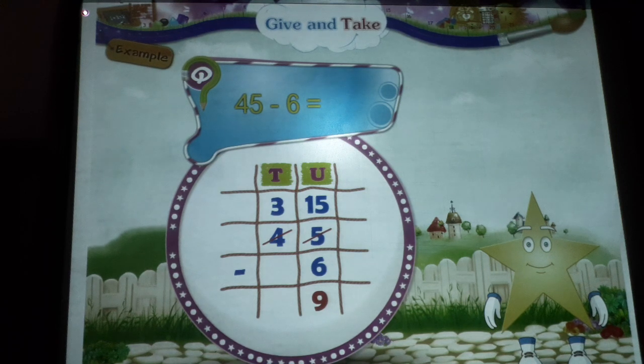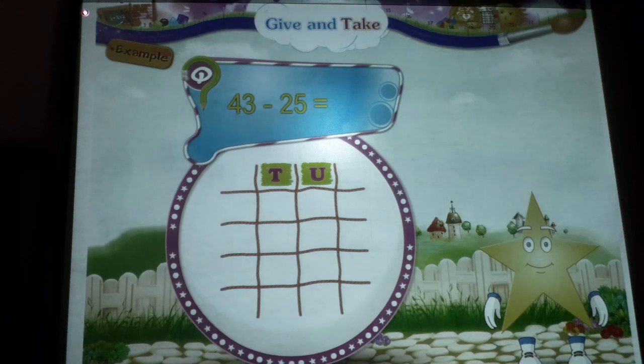We write 3 in the tens place of the answer as it is. So, 45 minus 6 equals 39. In the next example, subtract 25 from 43. First, let us arrange the numbers vertically.